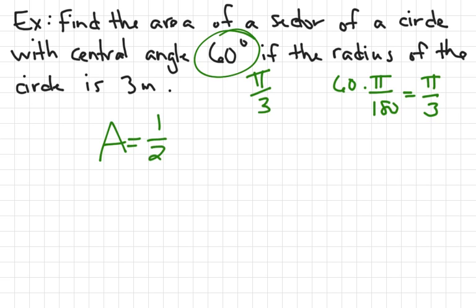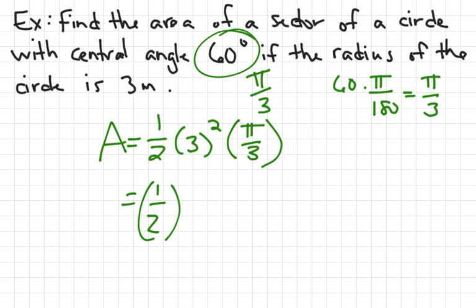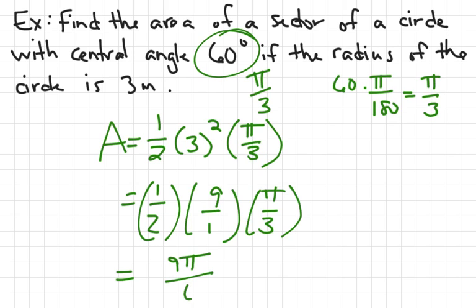The area is 1/2 times the radius squared. Don't forget to square the radius. That's the number one thing that students forget when they use this formula. Times pi over 3. Well, you get 1/2 times 9. I'm going to write it as 9 over 1 times pi over 3. How do you multiply all those fractions together? You multiply the numerators together. You multiply the denominators together. And then if you can reduce, you do. And there's the area in meters squared. Remember, area is in units squared.